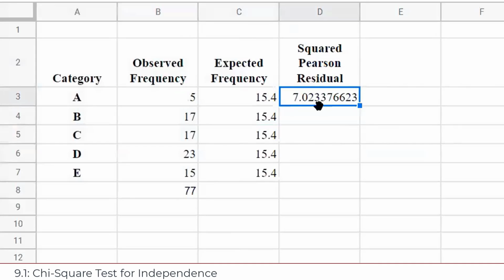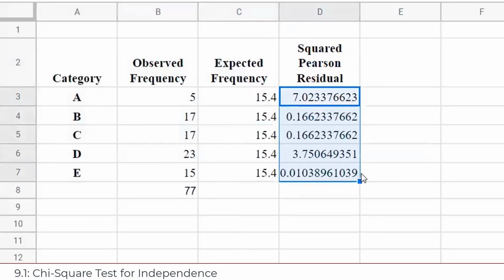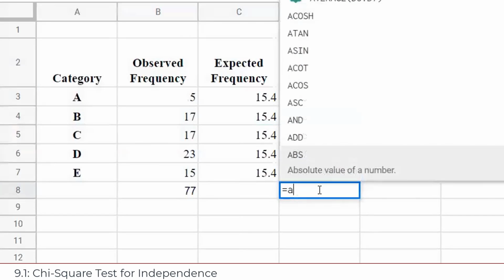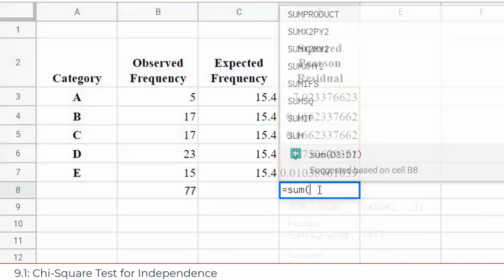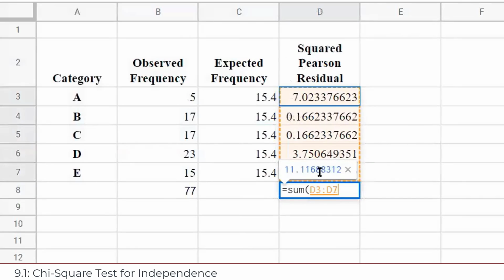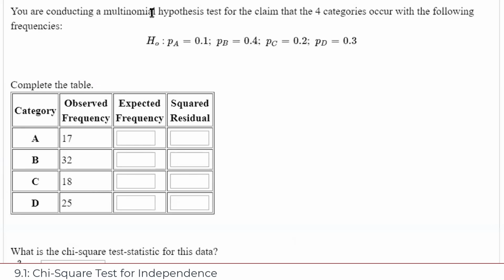And this is called the Pearson residual for category A. And we're going to do the same thing for category B. And so all we've got to do is fill this down. There you go. And so now we've done all those calculations. Thank goodness for spreadsheets, right? And now we want to add these up. So we want to say equals sum. Add up all these residuals. And that is chi-squared.